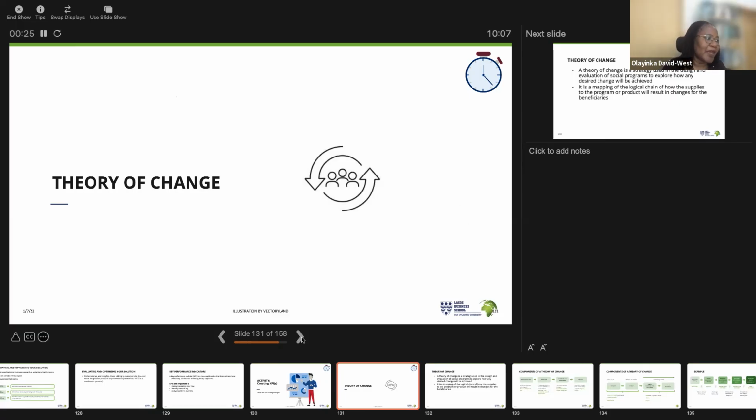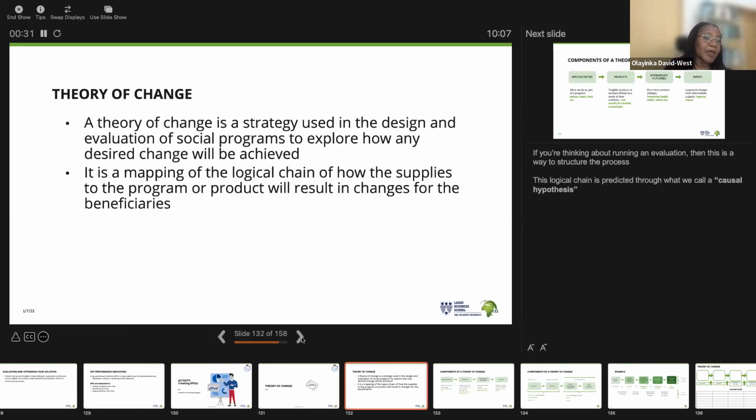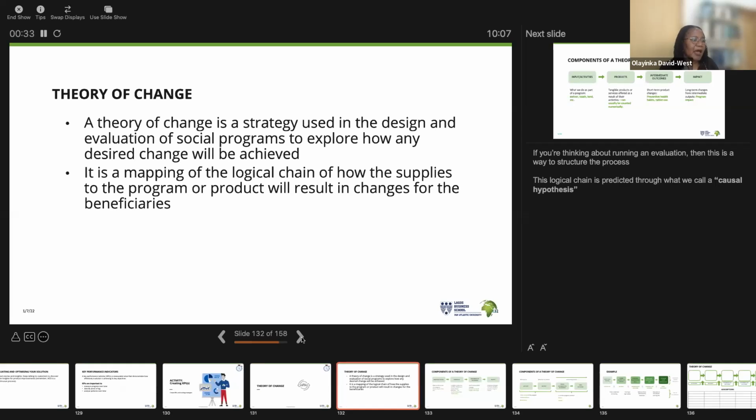A lot of the time we get confused between outputs, outcomes and impacts. And sometimes when we think about impact, we think about the Sustainable Development Goals, in terms of which of the 17 goals it aligns with. So a theory of change is a strategic tool that we use to design and evaluate social programs and really explore how the desired change is achieved.